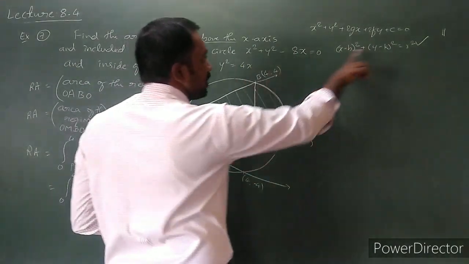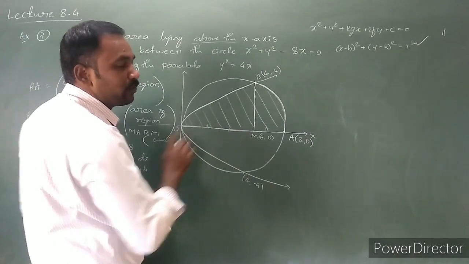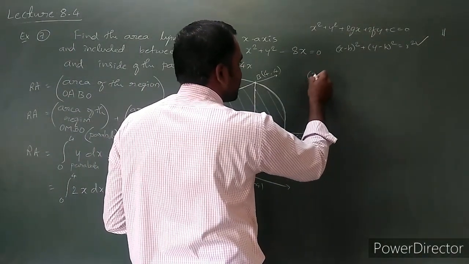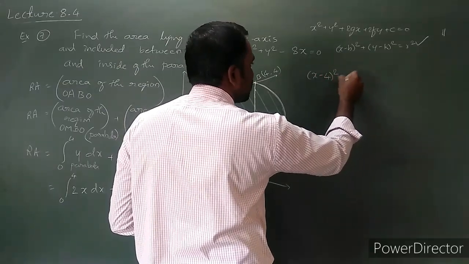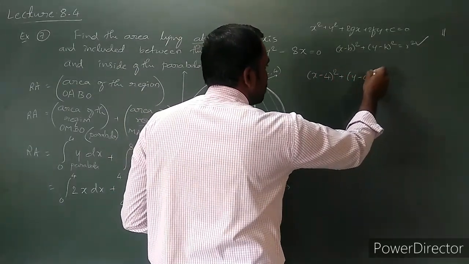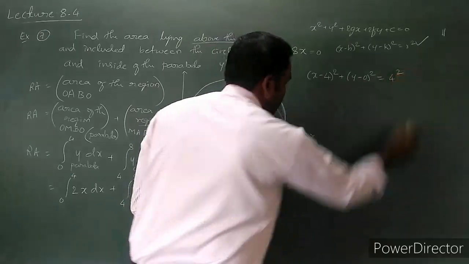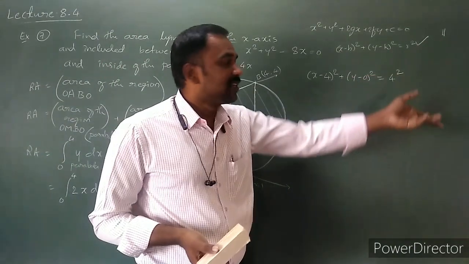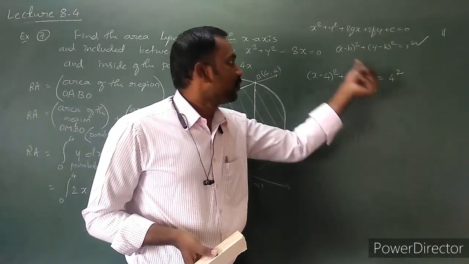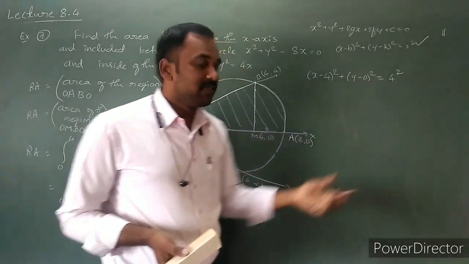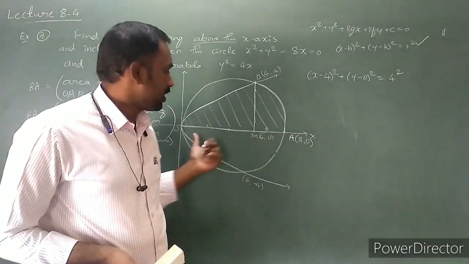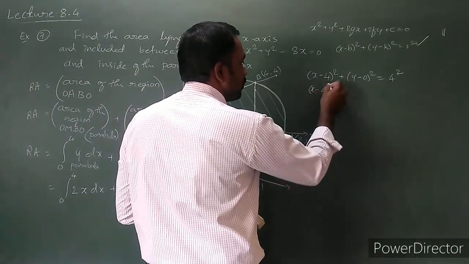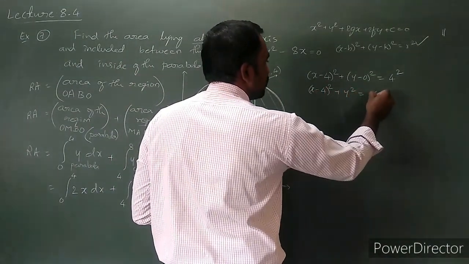How? Already we know the radius. What is the radius? 4 units, and the center we know is 4, 0. Can I write the circle equation as x minus 4 whole square plus y minus 0 whole square is equal to radius square? Are you clear? Here h, k is the center of the circle and r is the radius of the circle. The r value is 4, h value is 4 and k value is 0. That's all. So here x minus 4 whole square plus y square is equal to 16.